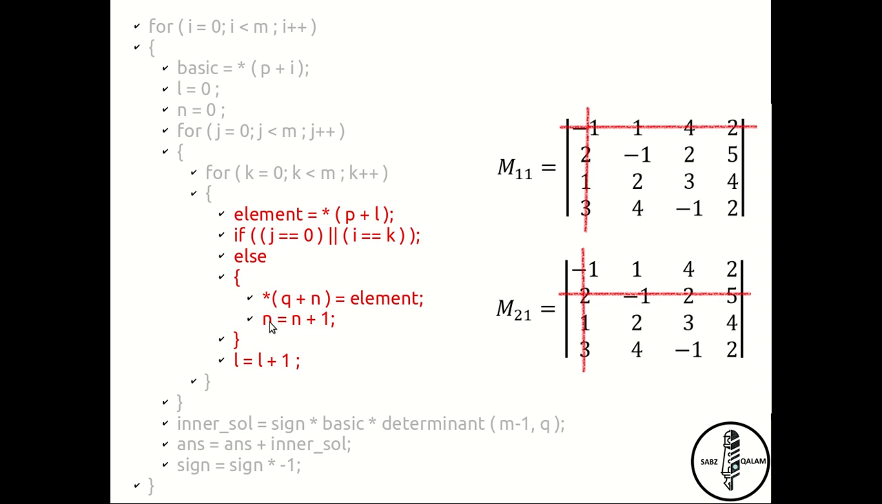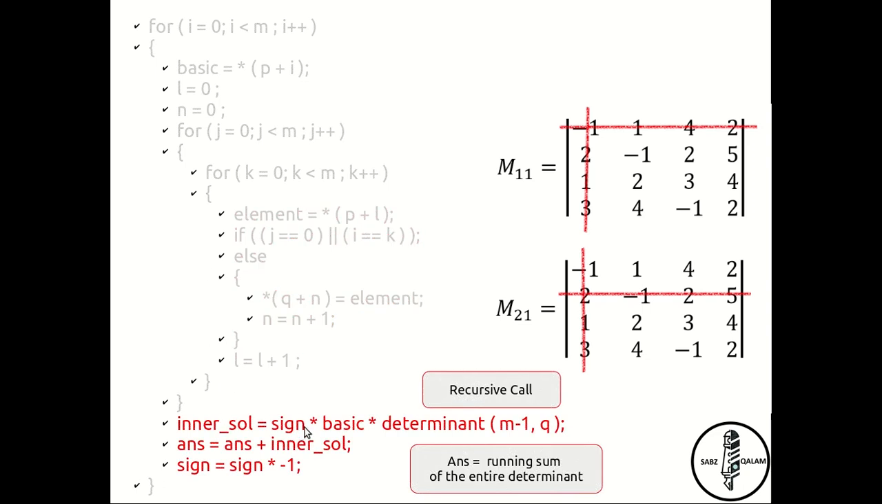Here I'm only incrementing n whenever I'm initializing k, right? Whenever I'm adding an element in Q, this smaller matrix, then is the only time I'm incrementing n. And whenever we are done with one matrix, you again just initialize this to 0, and then the whole process starts again.